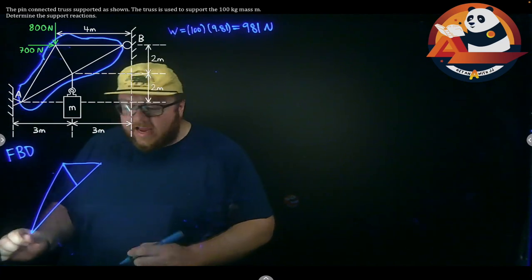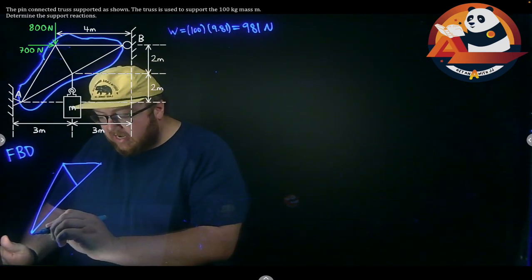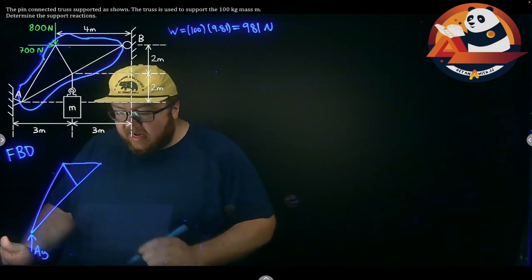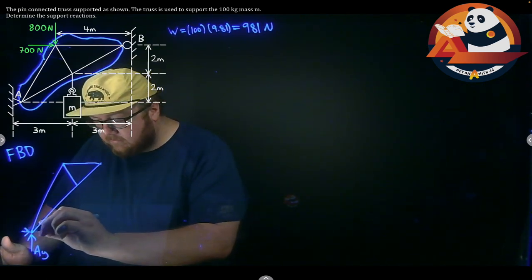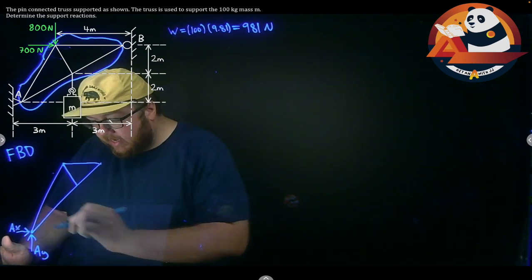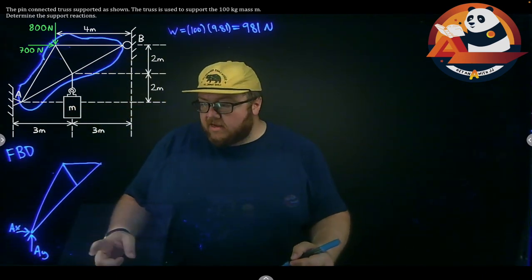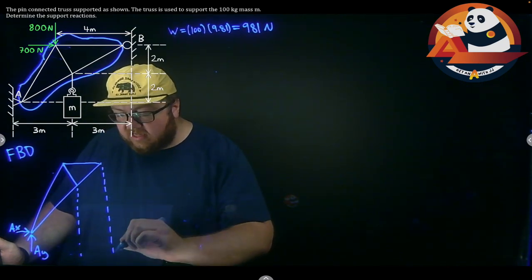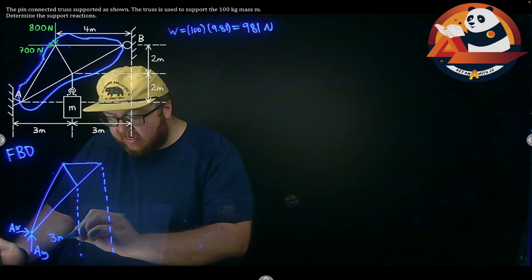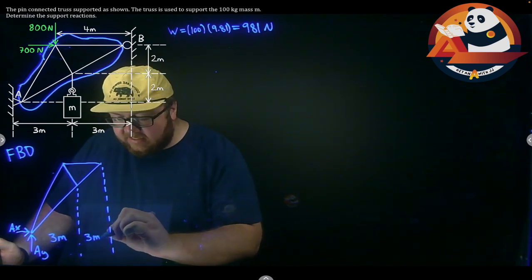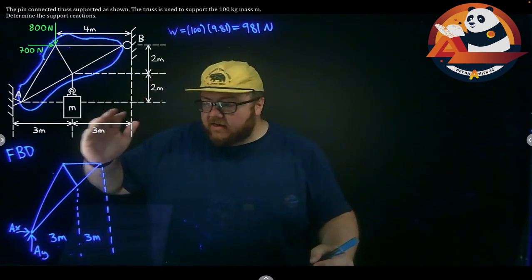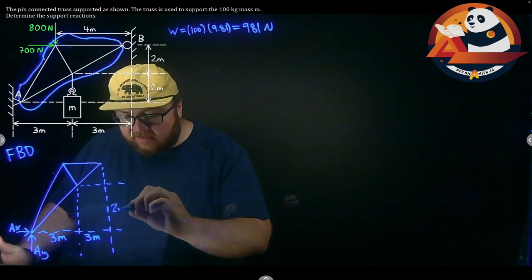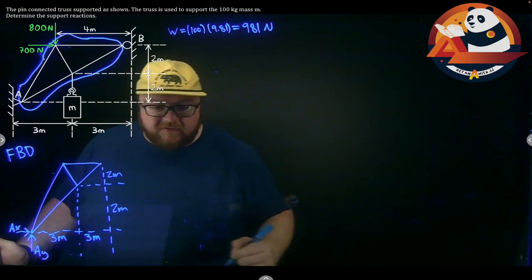So let's tackle A. At A, I have a pin, so I'm going to put in an AY and an AX. As I go across this, both of my sections in here, despite what they look like, are really 3 meters wide. Both of them. Again, not to scale is okay. I'm going up to this point vertically to where the weight was hanging. That's 2 meters, and then it's 2 meters to get to the very top.